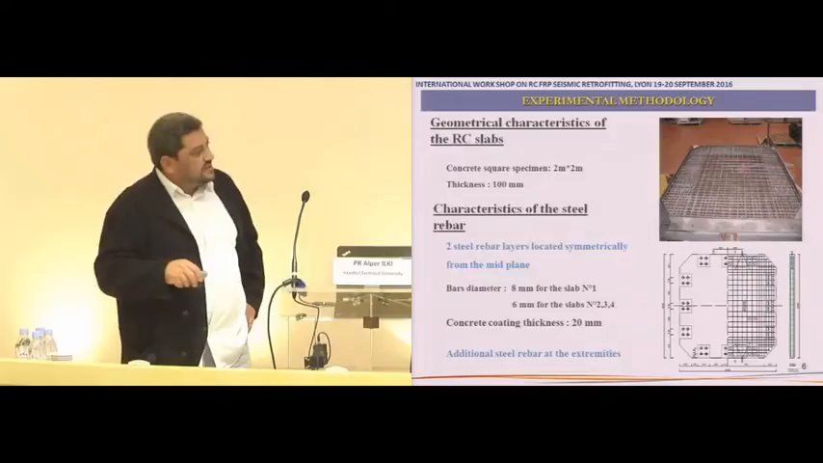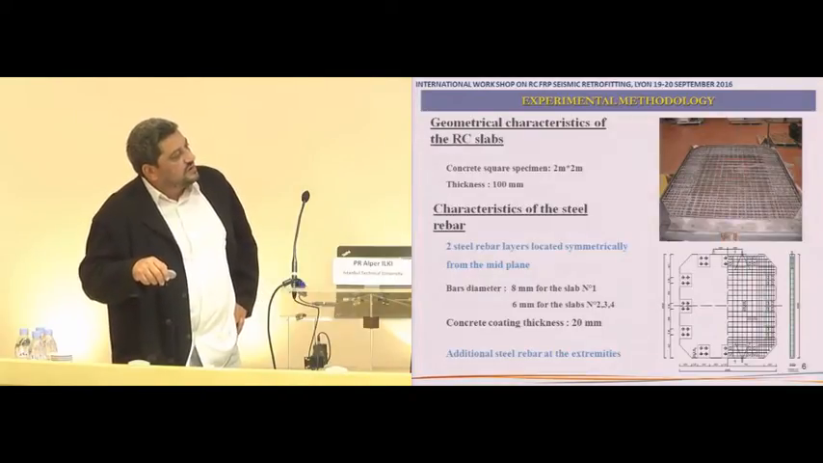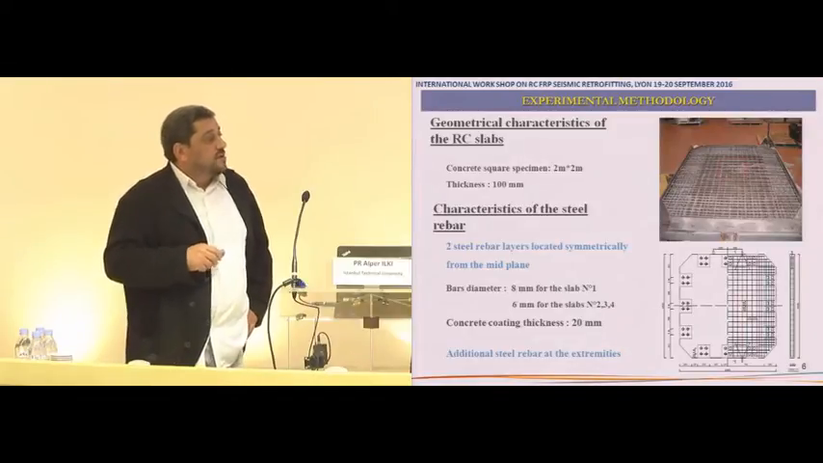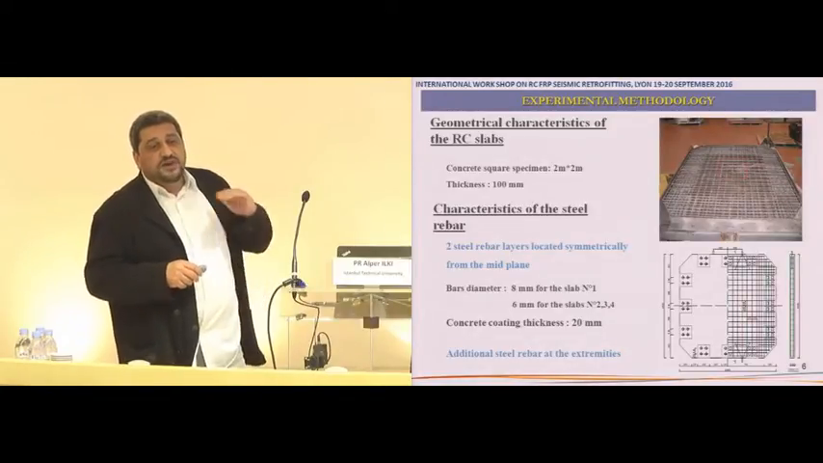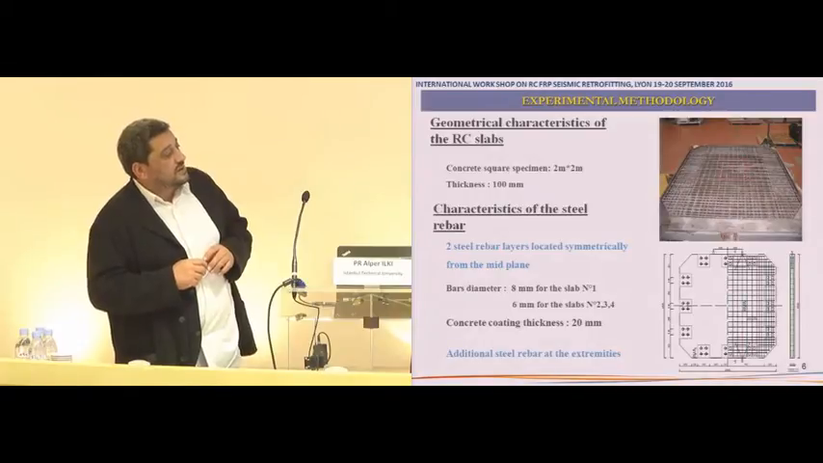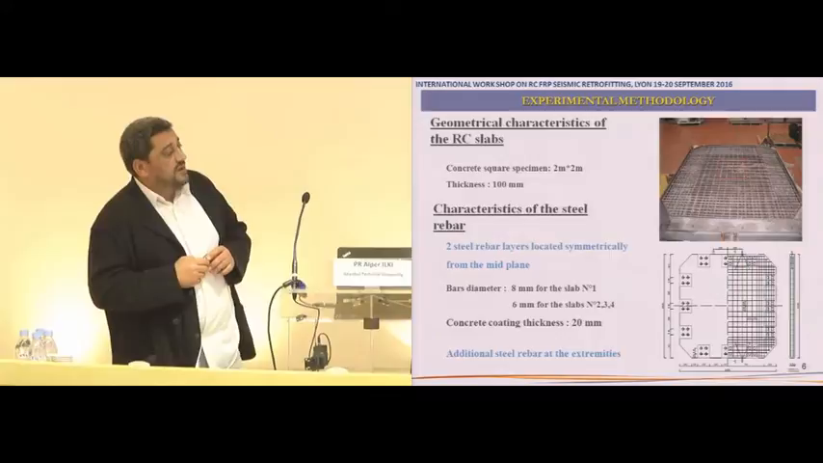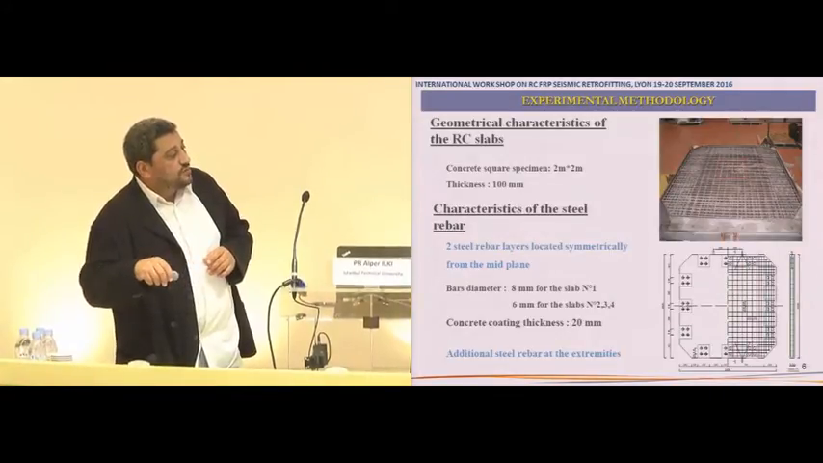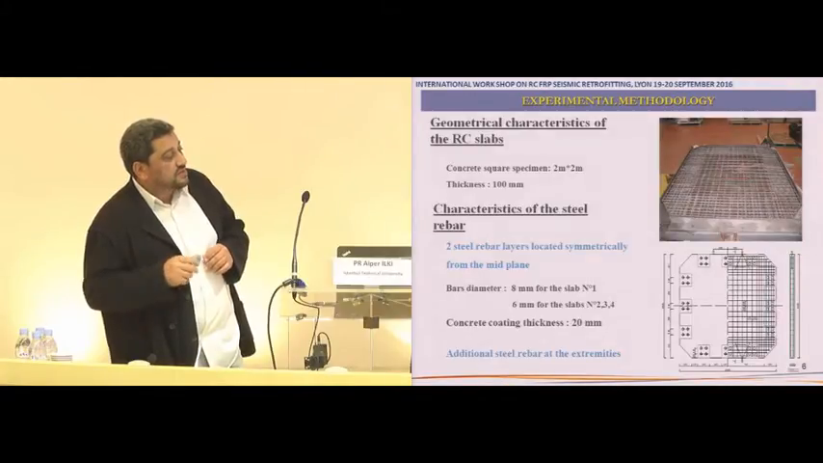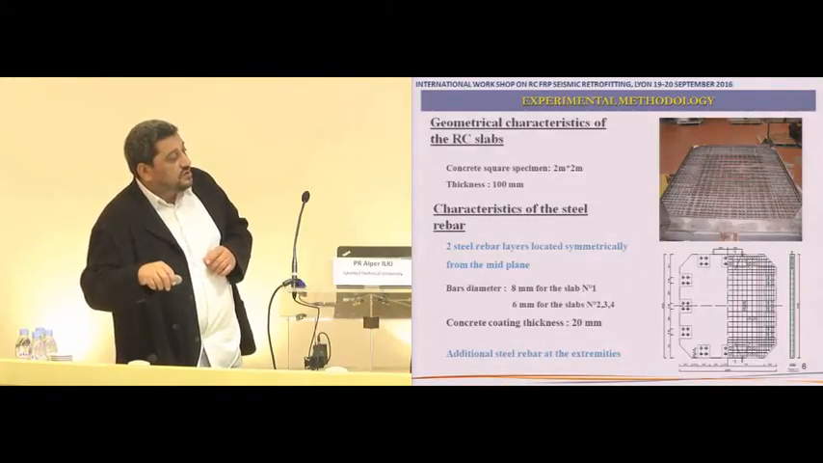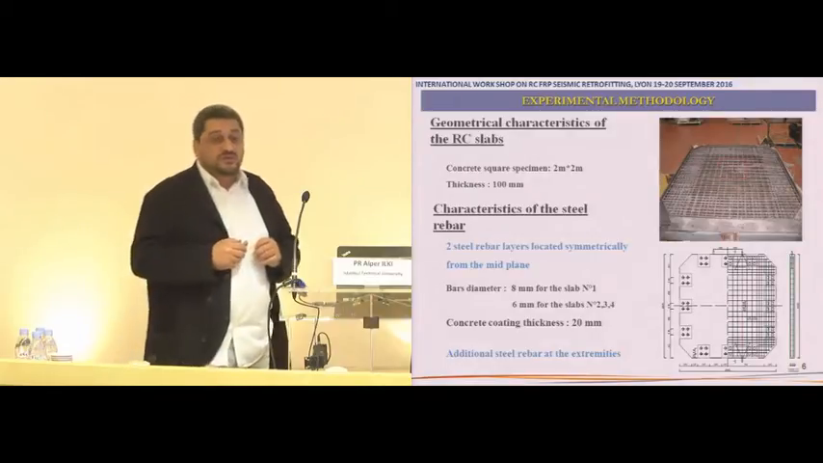The configuration we studied is a square slab, 2 meters square. The thickness is 100 millimeters. We have 2 layers of rebars, and these layers are symmetrically positioned from the mid plane. We have 2 configurations of rebars, 8 millimeter diameter or 6 millimeter diameter, and the concrete coating is about 2 centimeters.